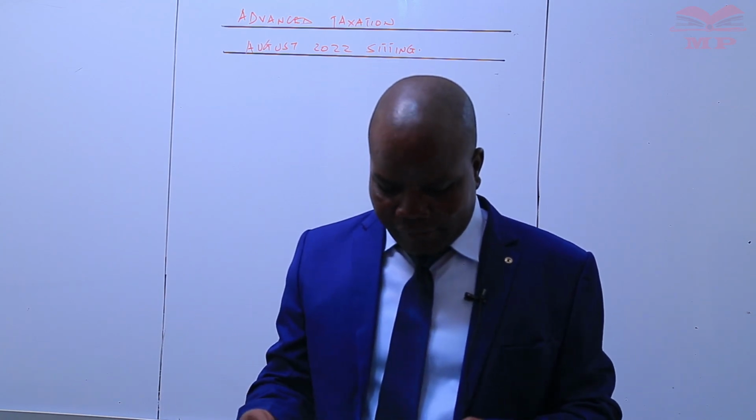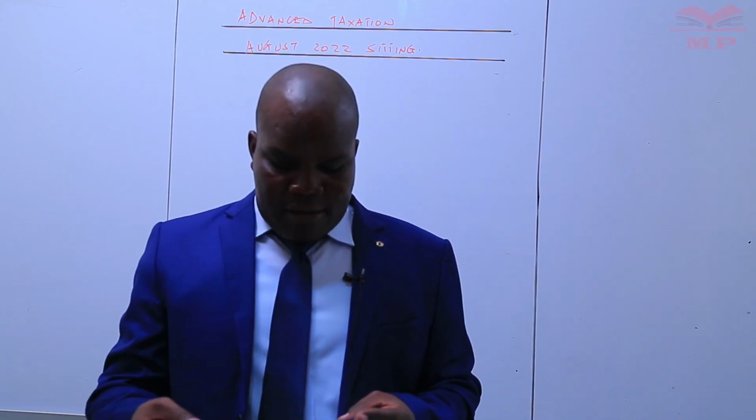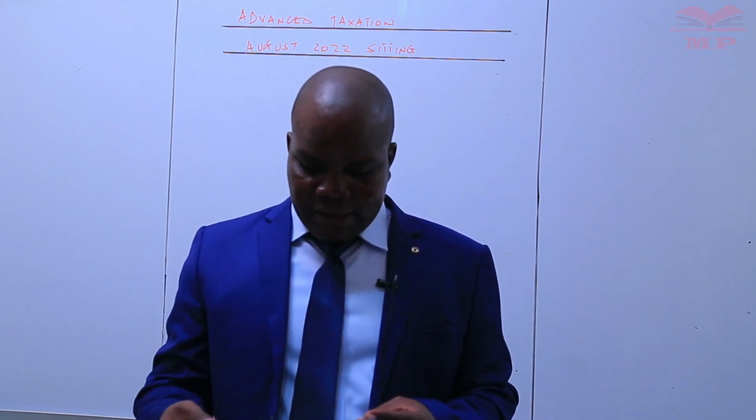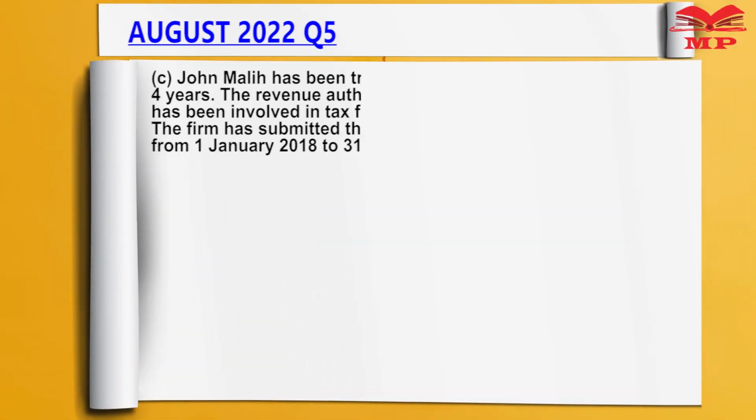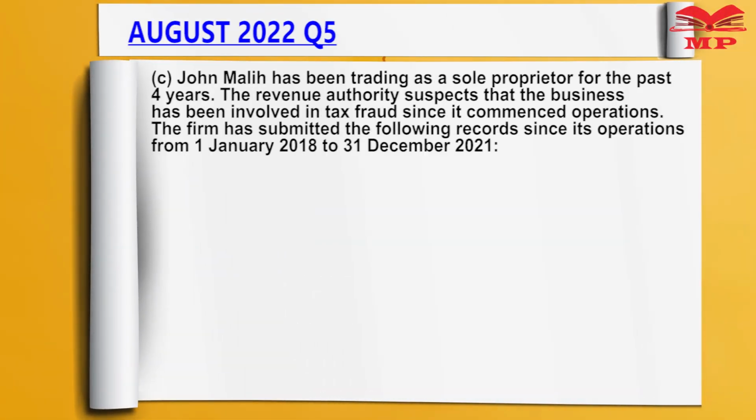And that is question 5B. I move to question 5C, which is now mathematical. It says, John Malley has been trading as a sole proprietor for the past 4 years. The Revenue Authority suspects that the business has been involved in tax fraud since it commenced operations.